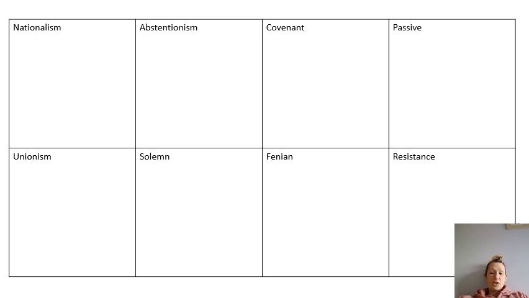Before we go into looking at the chapter, the first thing I'd like for you to do is a word exploration on these 8 words. So I want you to look at nationalism, unionism, abstentionism, solemn, covenant, fenian, passive, and resistance.